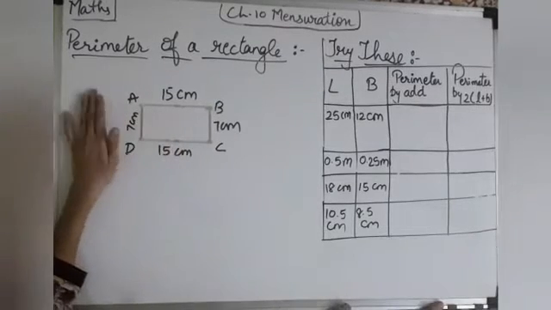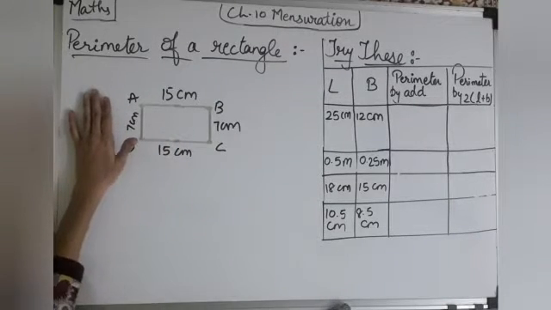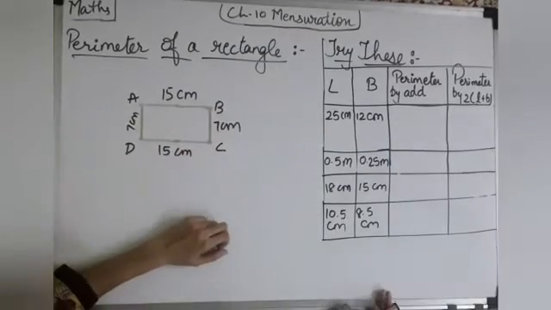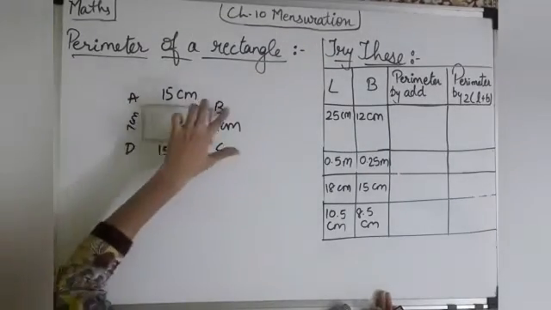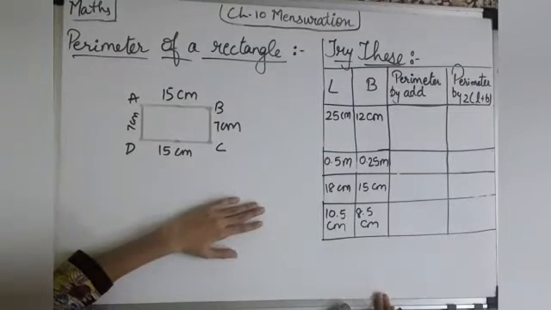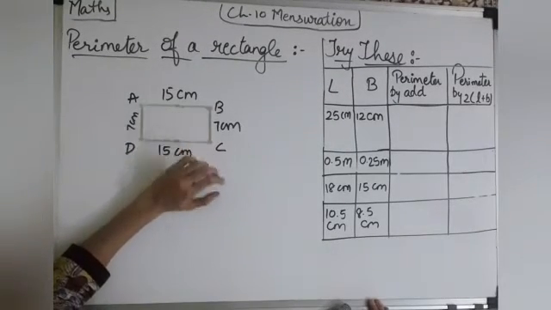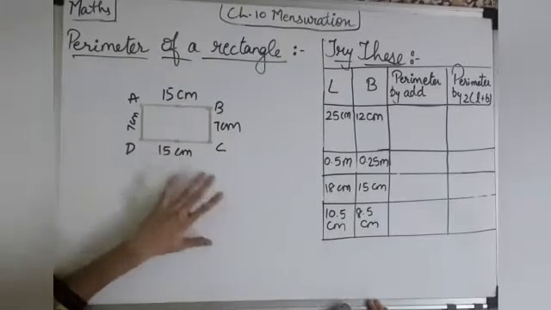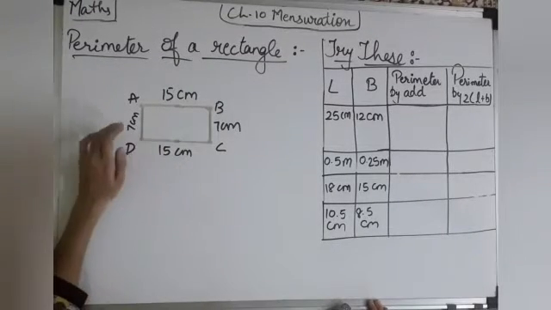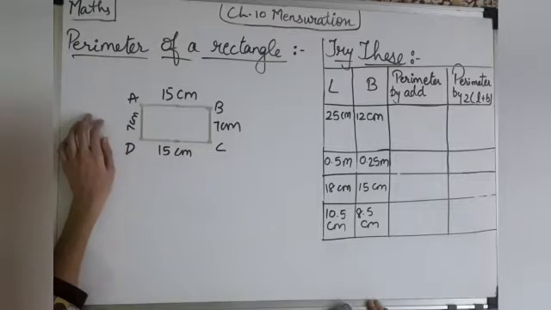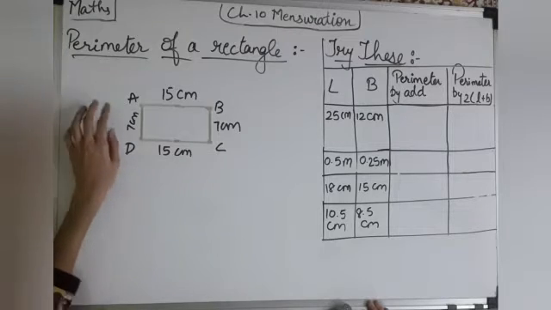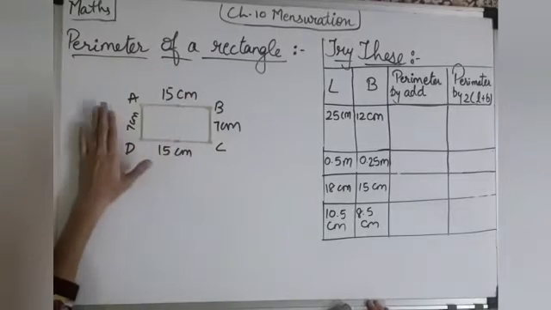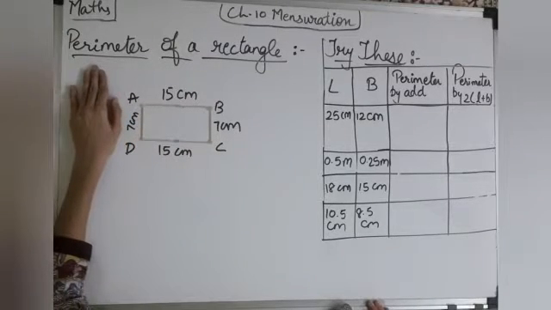Suppose this is a rectangle. We have given the names to the corners A, B, C, D. A to B I have 15 centimeter. I have given the measurement. B to C is 7 centimeter. C to D is 15 centimeter. And D to A is 7 centimeter. So if we take out the total of all four sides, we'll get the perimeter.